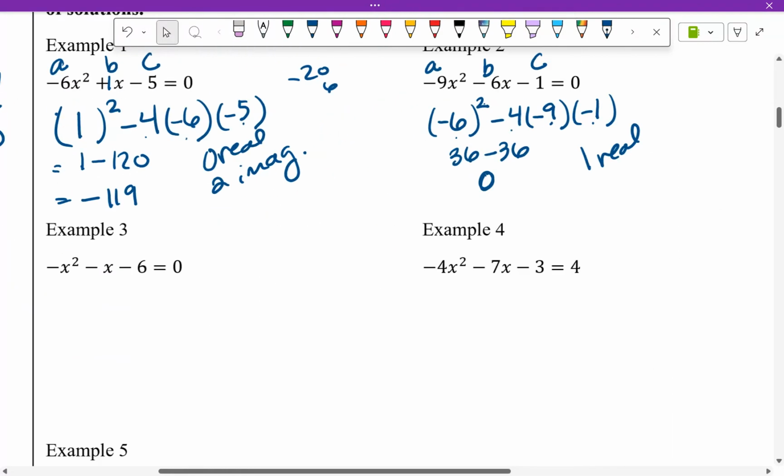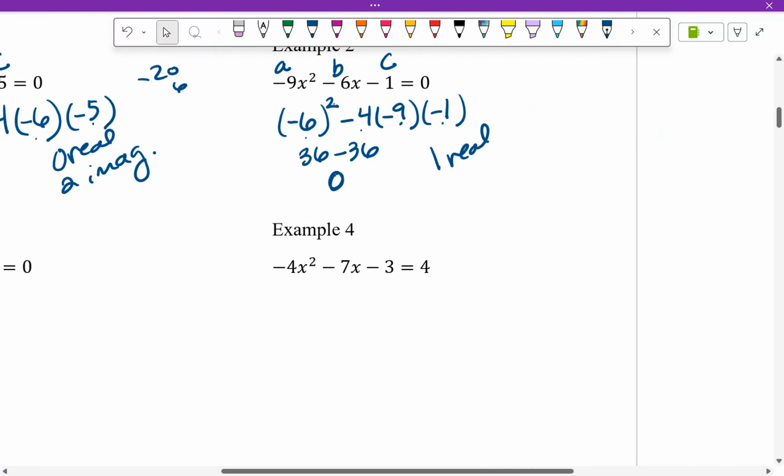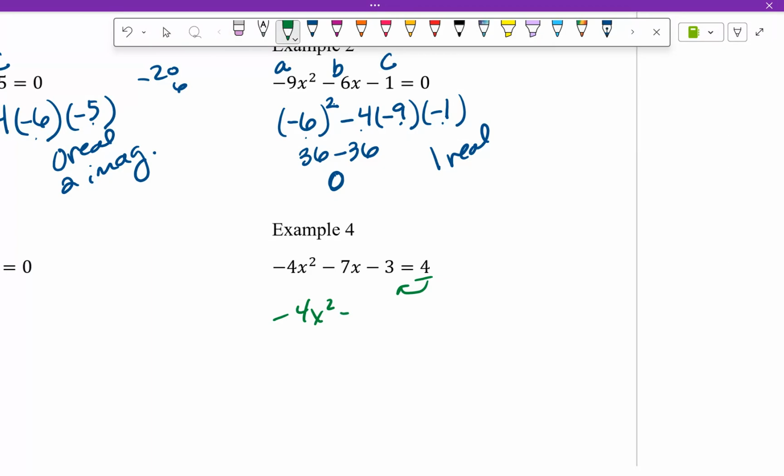Okay. I want to look at example 4 with you, and then you can go back. We'll have you go back and do 3 and 5. Is it a quadratic? Yeah. Is it equal to 0? No. Not so much. So how do I move this 4 to the other side? Subtract it over. All right. So I've got -4x squared minus 7x. What's -3 minus 4? -7 equals 0.